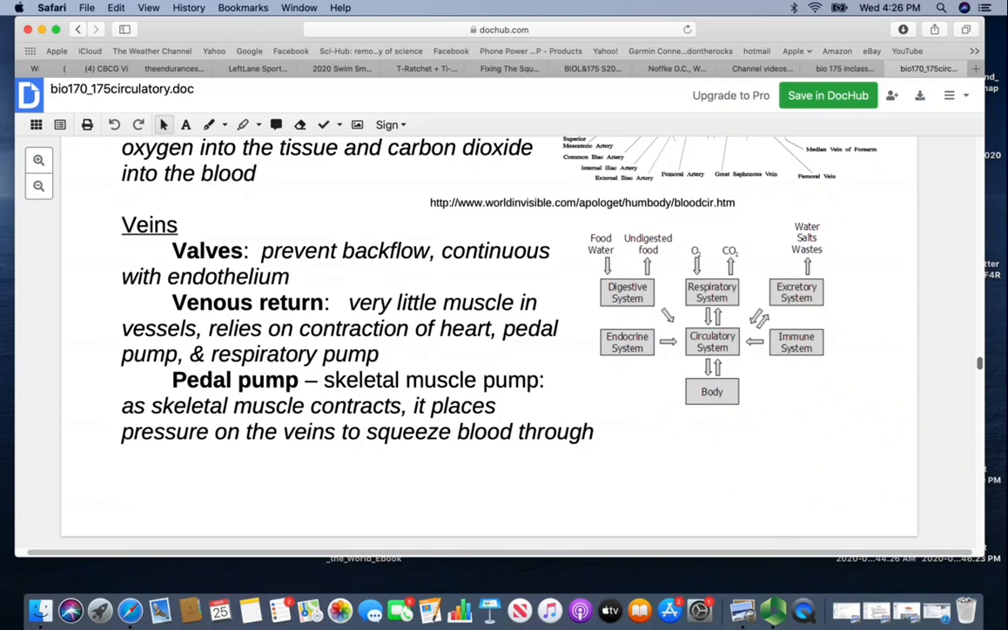What happens is as skeletal muscle contracts, it's going to put pressure on the veins in that area to squeeze the blood through. So we call it the pedal pump because this area was first described looking at the calf muscles as a person would walk, squeezing those vessels in there and pushing the blood up through. So if a person does a lot of standing, but they don't move around a lot, it will allow the blood to pool in that area and can lead to more varicosities.